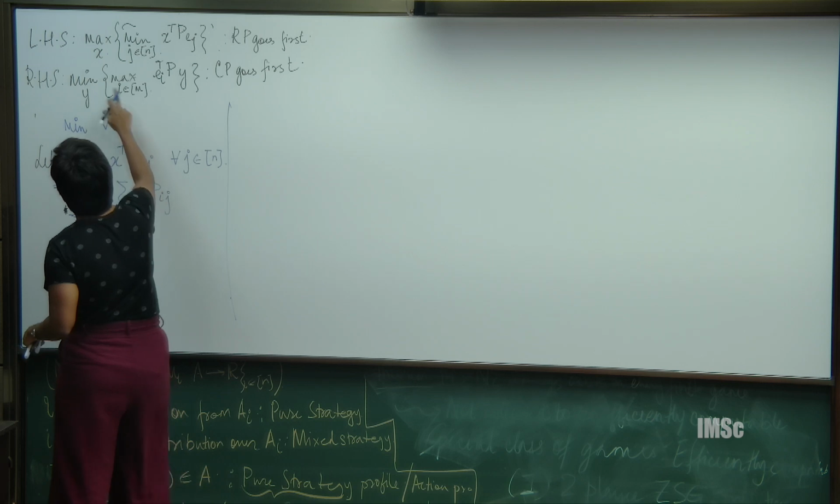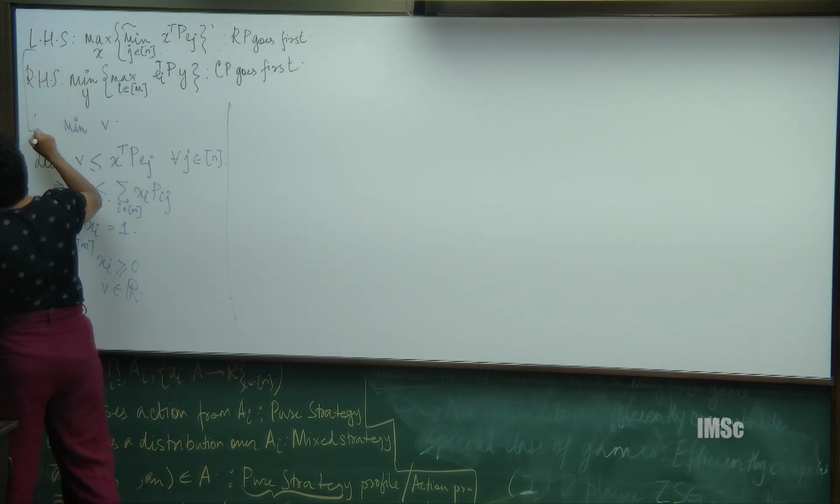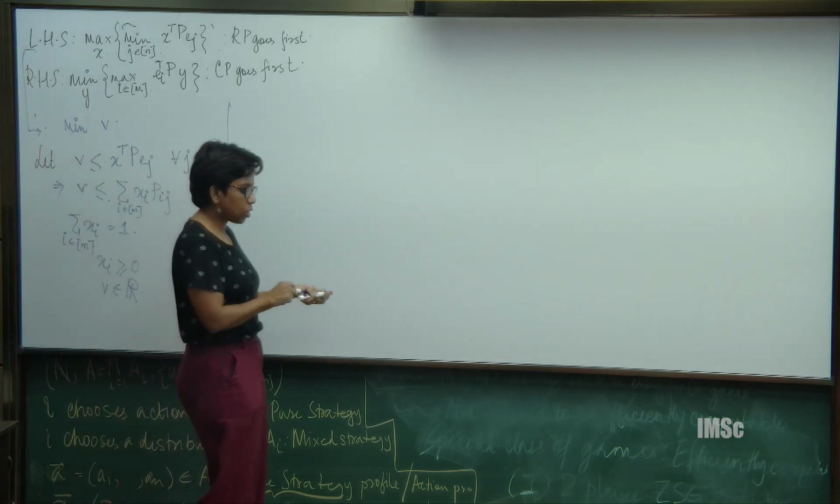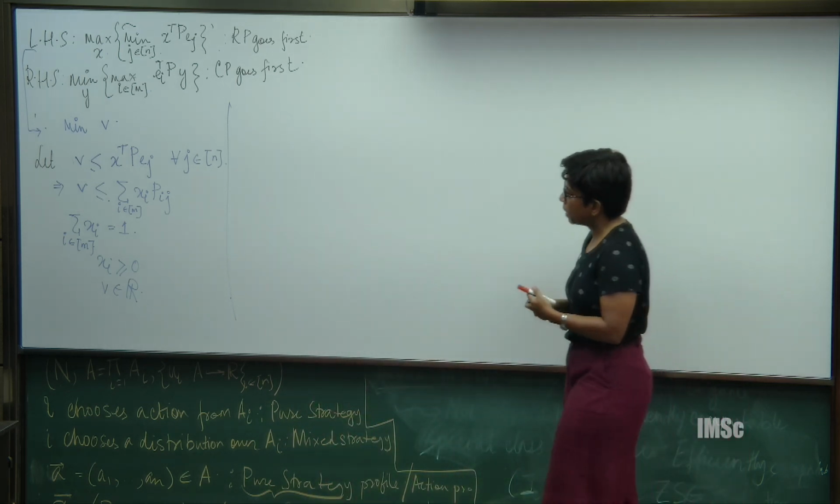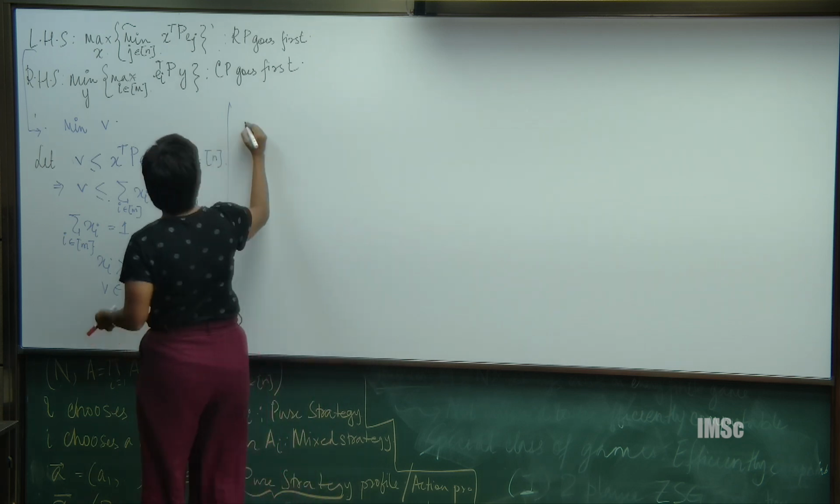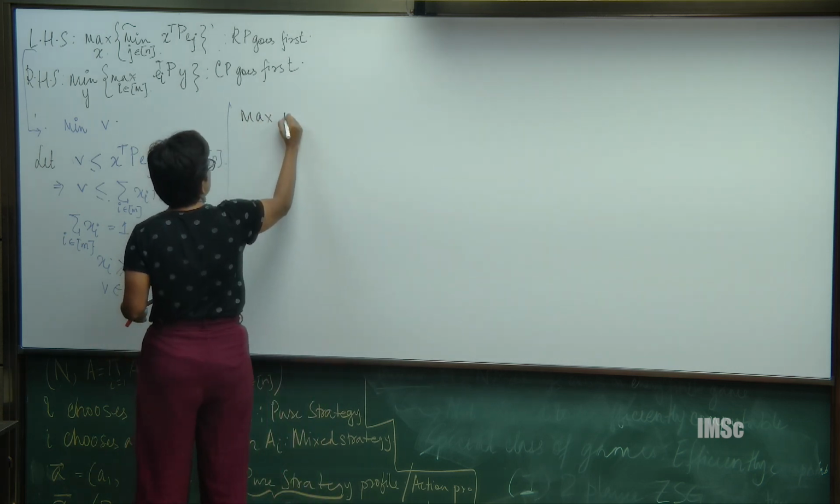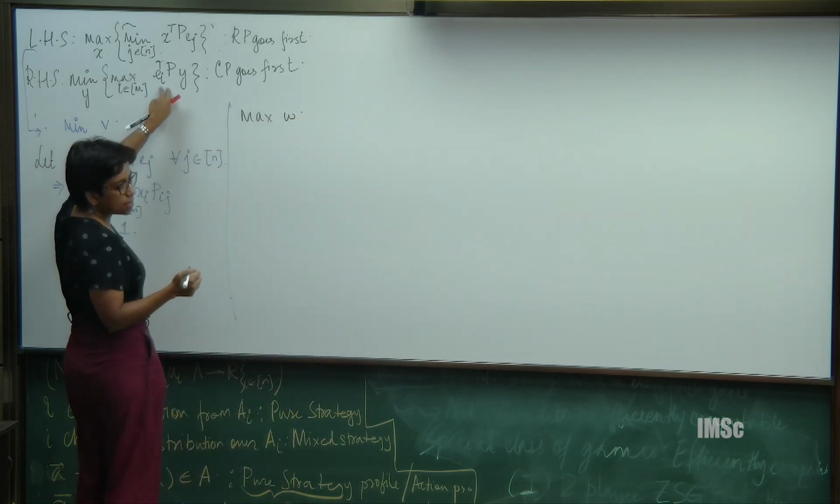This is what I extract from the left hand side. From the right hand side, what are the corresponding constraints that I can pick up? It is the same thing. Let us call this max of w. The variable that tracks this value is w.